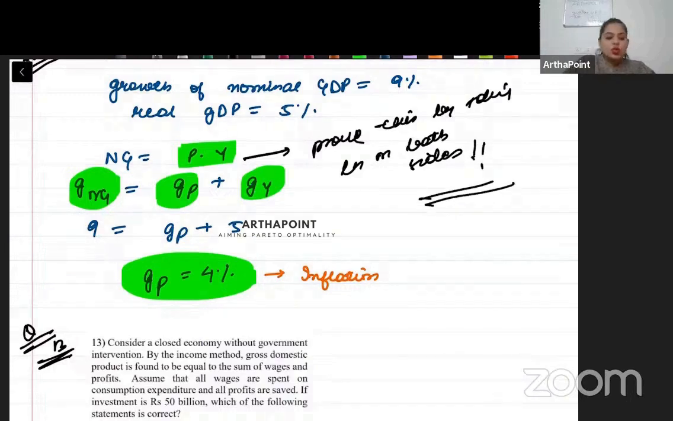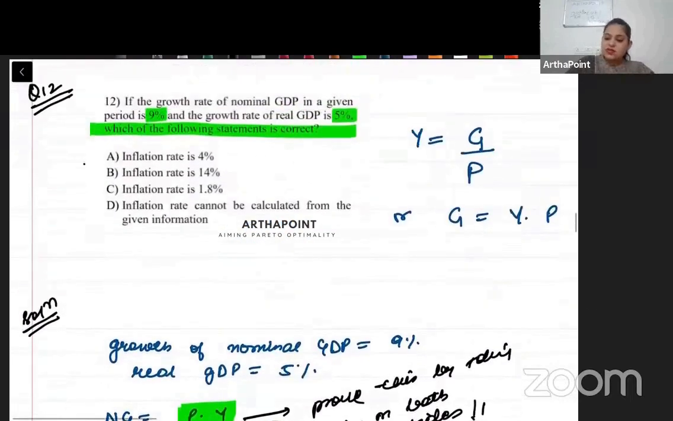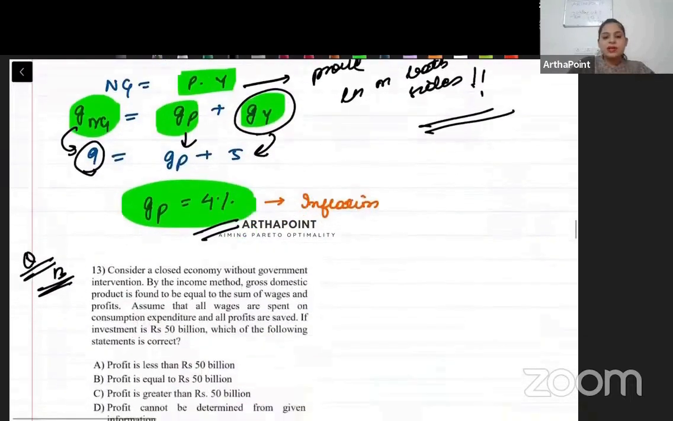Right? So when you do this, you will get growth in nominal GDP is 9. Growth in real GDP is given as 5. Growth in price remains as it is. So you will get growth in price as 4%. So answer to this question is 4%. Come to the next one.